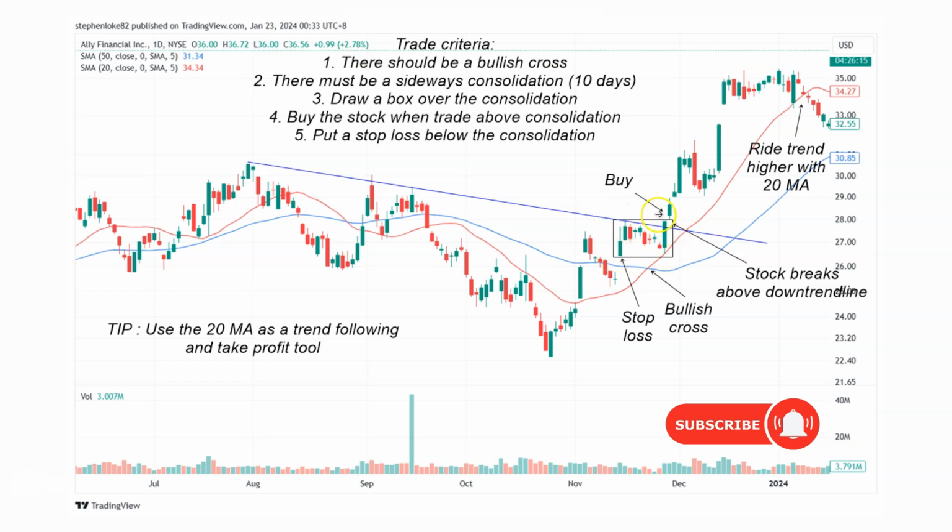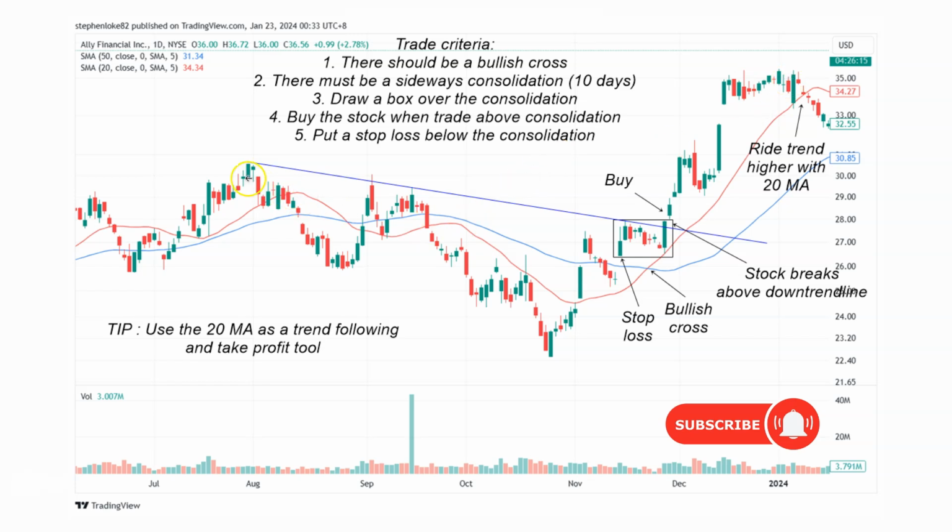Okay, and we buy the stock the moment it trades above the consolidation, and then we put a stop loss below this consolidation. And look at how nicely the stock went up. It just shot up higher and higher until it goes to about the 35 area.